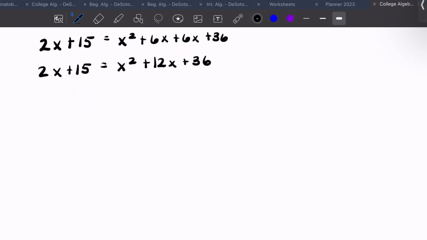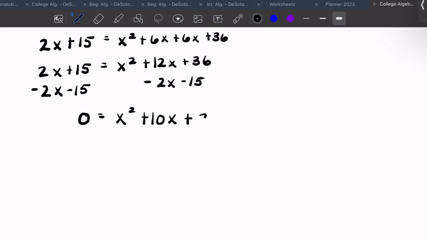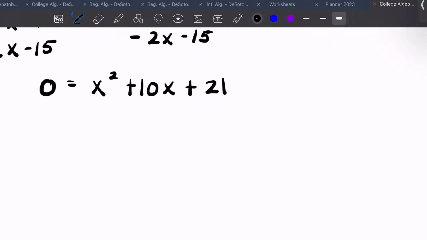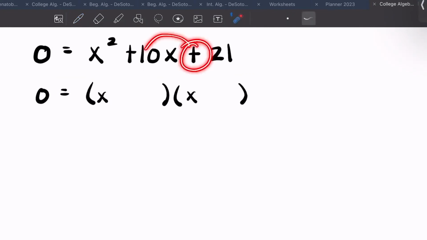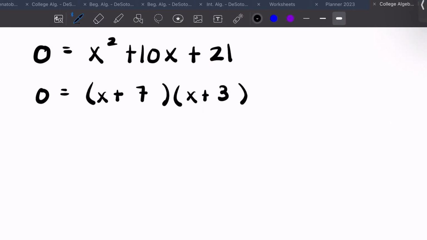And then we need to factor this, but we need to get it in standard form. So we're going to subtract 2x and subtract 15. All right, so that gives us 0 equals x squared plus 10x plus 21. So let's factor this guy. It's an easy trinomial. x and x, our signs are the same and they're both positive. So the factors of 21 that add to give us 10 are 7 and 3.